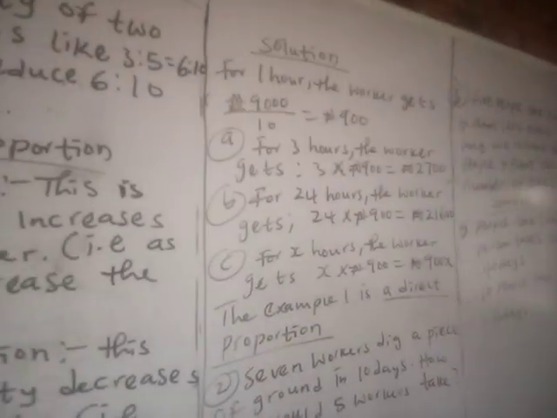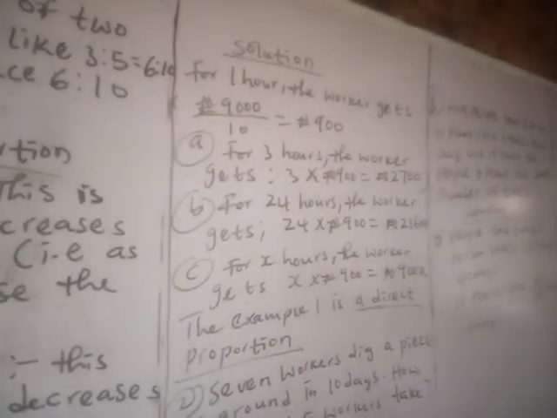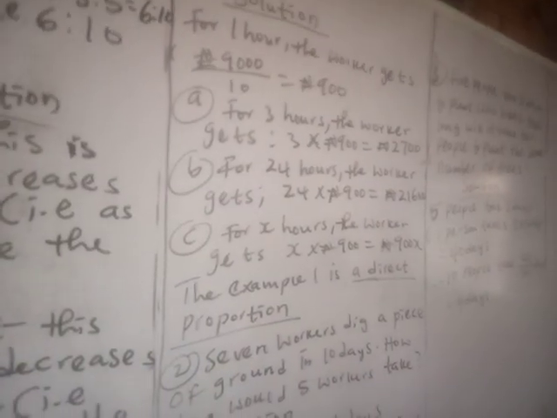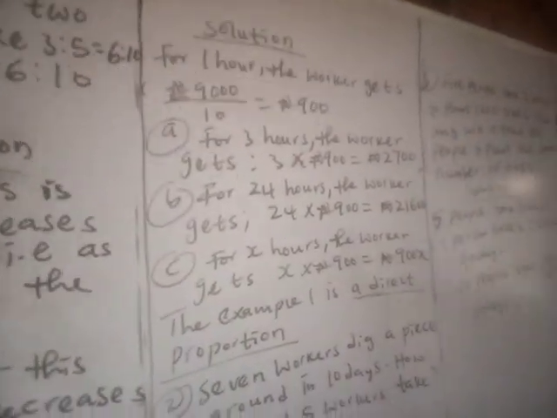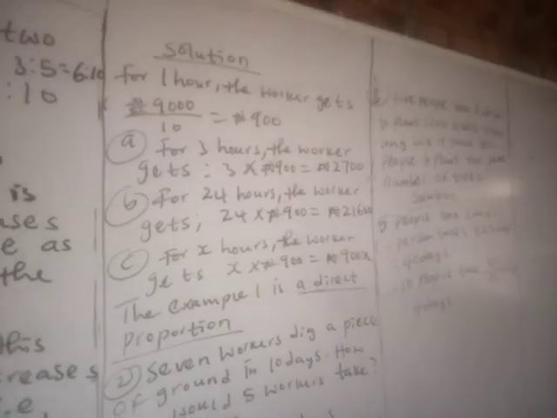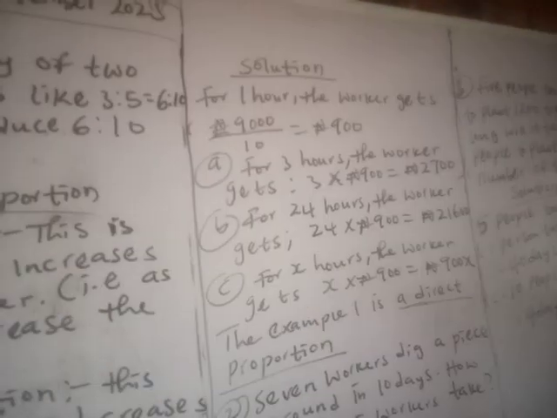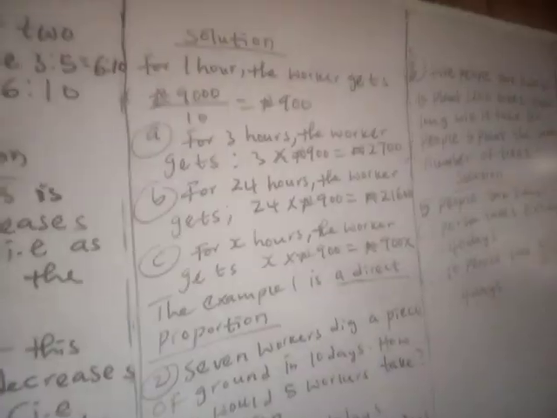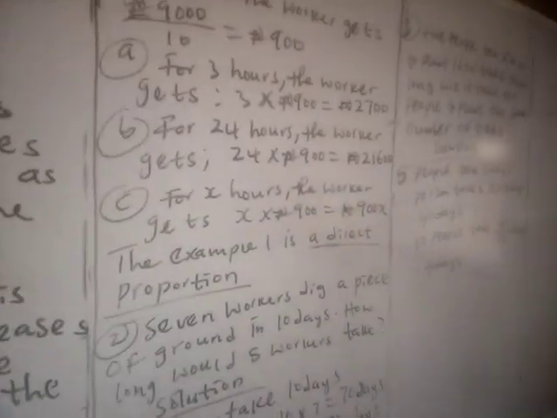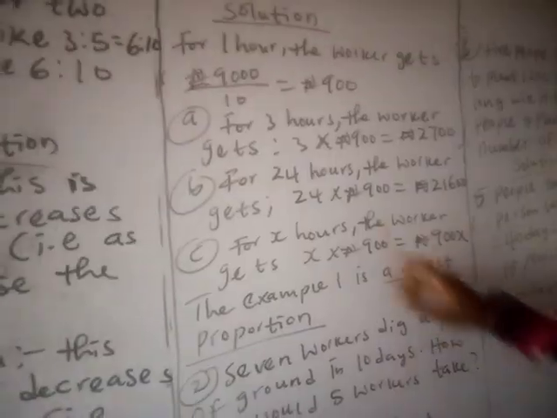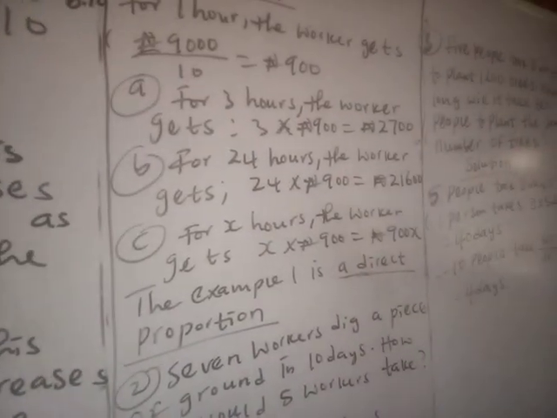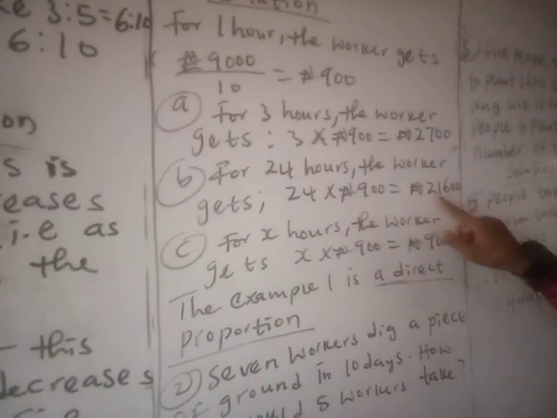Is that clear? Now B, they say that you should solve for 24 hours. How much will you get for 24 hours? It is very easy to solve this because you already know the price for 1 hour, isn't it? So you multiply the price of 1 hour, which is 900, times 24, and that will give how much?